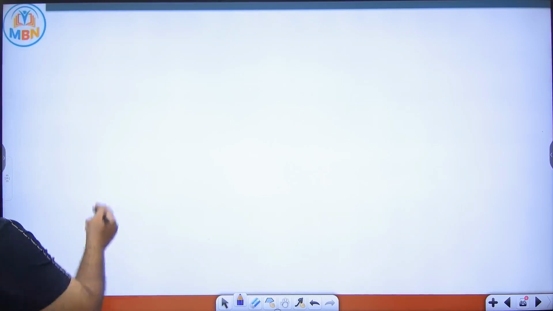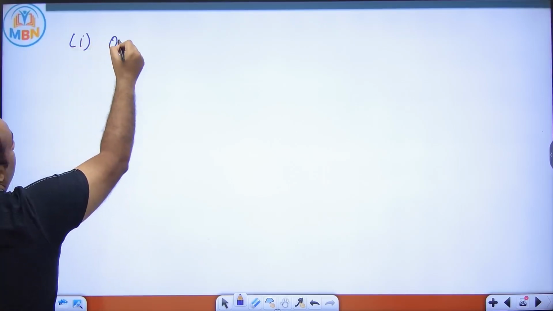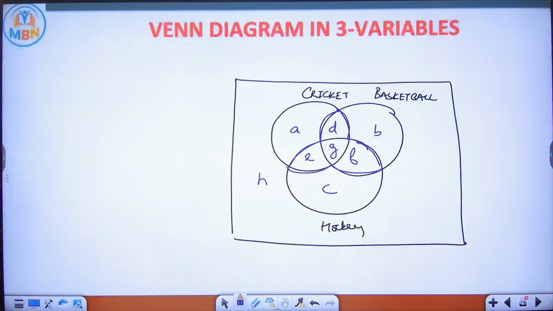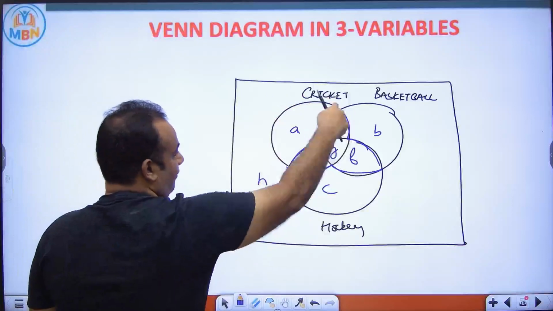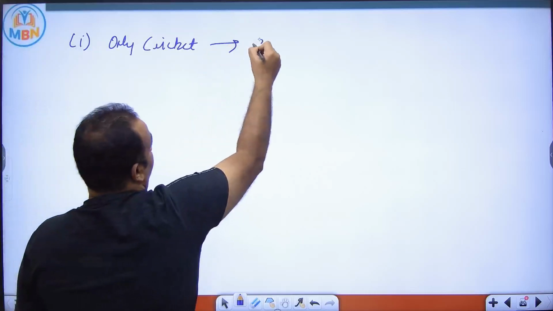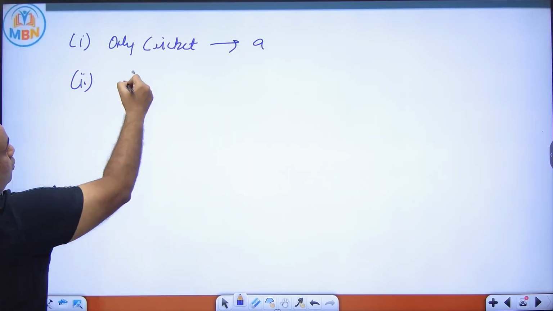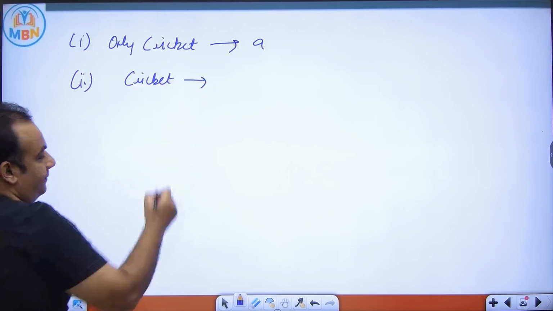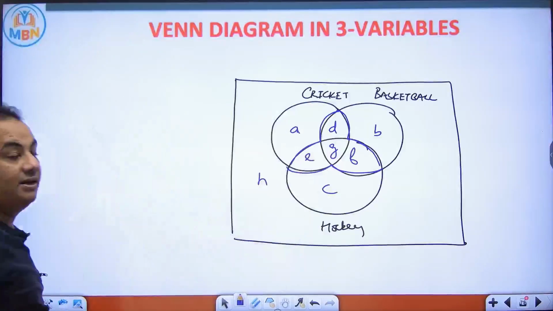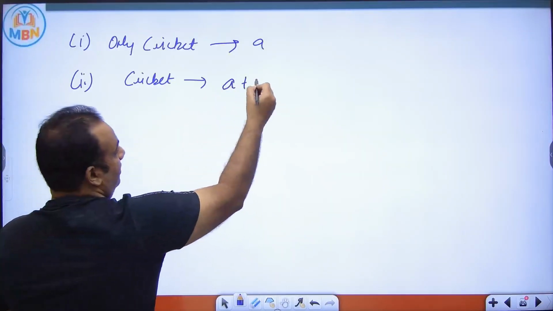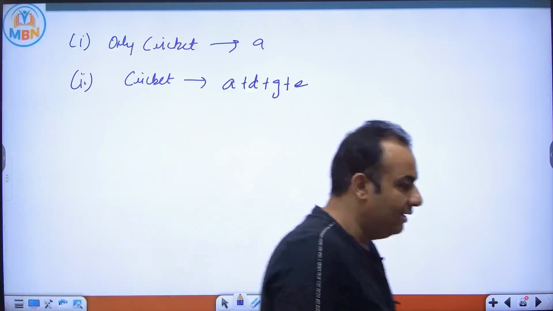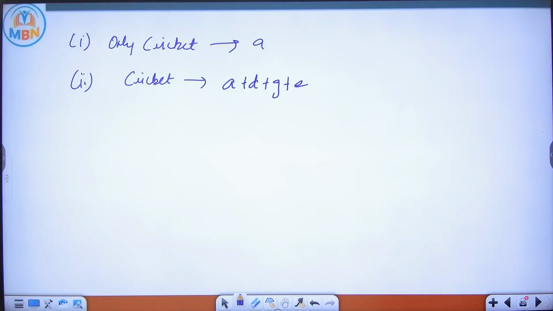So I'm just writing the first part. Suppose the question is, how many students play only cricket? Just look at the diagram and tell me the answer. Only cricket. This is the complete circle of cricket, but only cricket is A. So if the question is only cricket, the answer is A. Suppose the question is those who play cricket. Now cricket means the entire circle of cricket: A, D, G, E. So the answer for cricket is A plus D plus G plus E. Is it clear to all? Any doubt to anyone till this part?